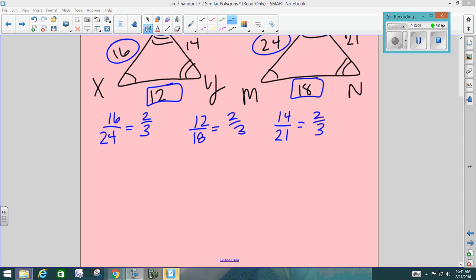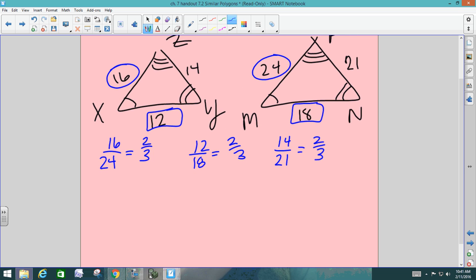So we're going to write a similarity statement because you're going to have to do this on your homework. Triangle XYZ is similar to, line it up, triangle MNP. And then it says give your similarity ratio. On your homework, it'll say give the similarity ratio of the 2 triangles. What's our similarity ratio? 2/3.